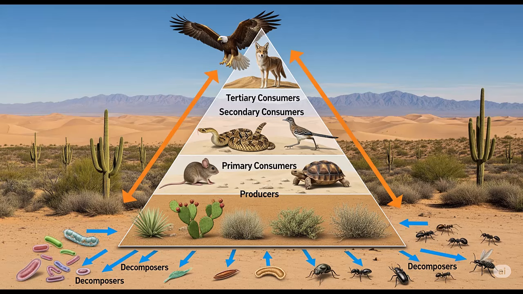It's mostly lost. A large portion is lost as heat during metabolic processes, just the energy cost of living, moving, respiring. Some energy is in parts of the organism that don't get eaten, and some is in waste products or undigested food. Wow. So 90% is lost at every single step of the food chain. Pretty much, yes. It's a massive energy tax at each level.